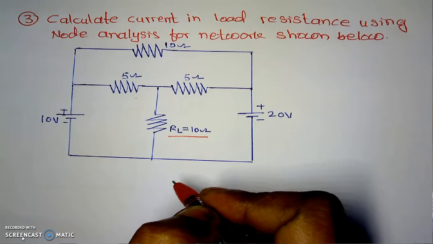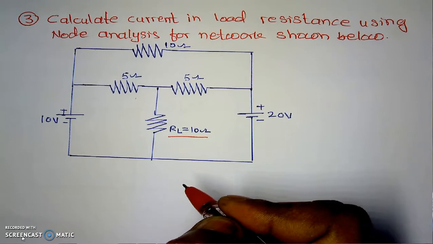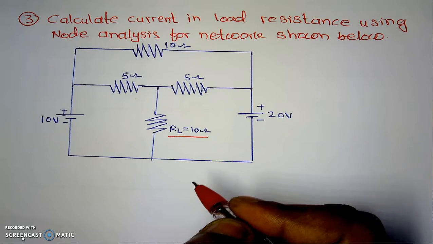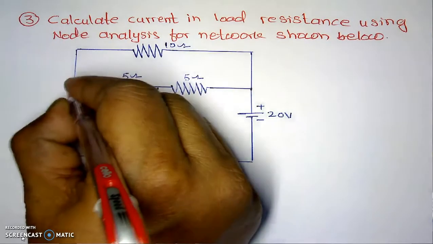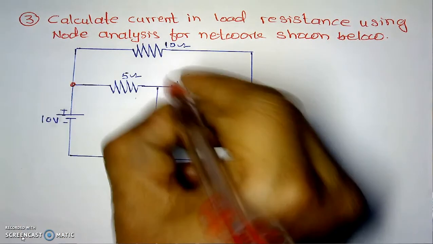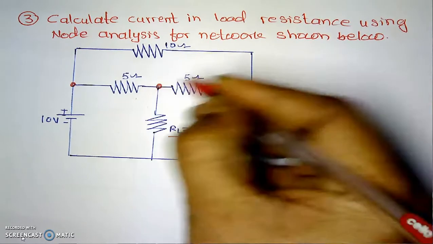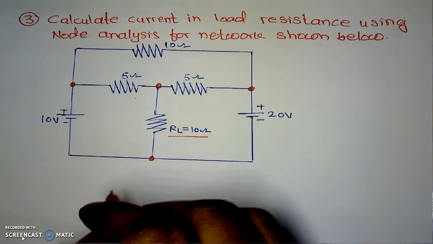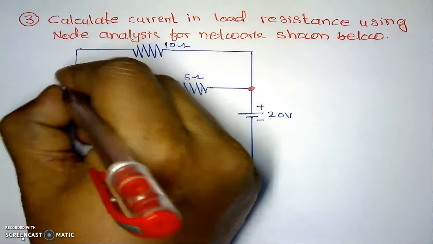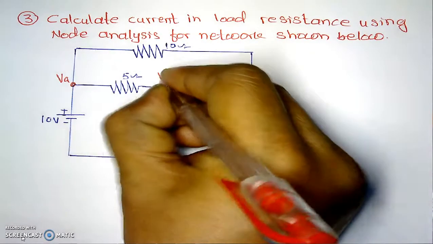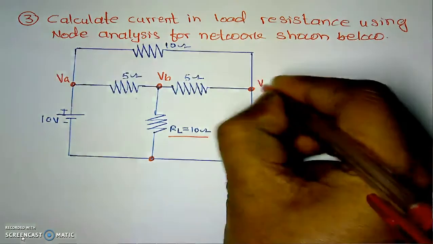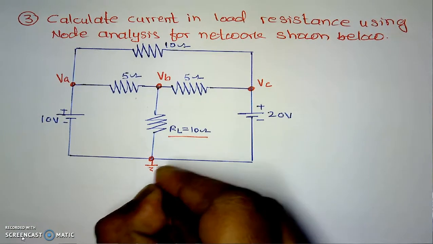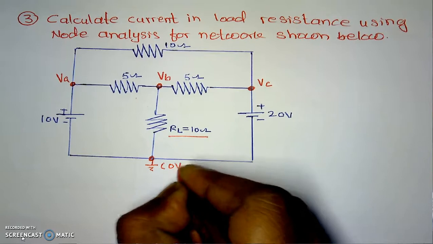As per the statement of the nodal analysis method, we have to mark the nodes. First we will mark the nodes. Here, this is one node. A node is a point at which three or more branches meet together. First node, second node, this is the third node, and this is the fourth node. Accordingly, we name them: A node, its potential is VA; B node, its potential is VB; C node, its potential is VC; and this node we will assume as the ground node, and its potential is assumed to be 0 volt.